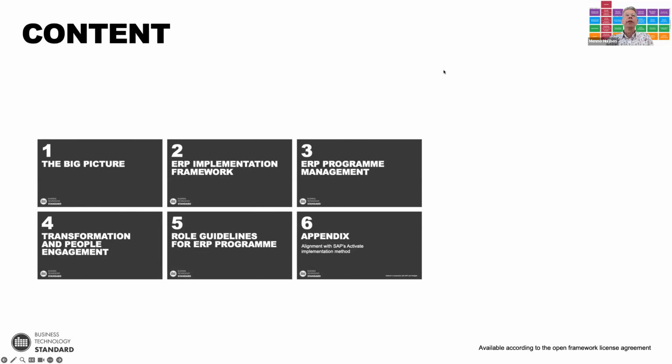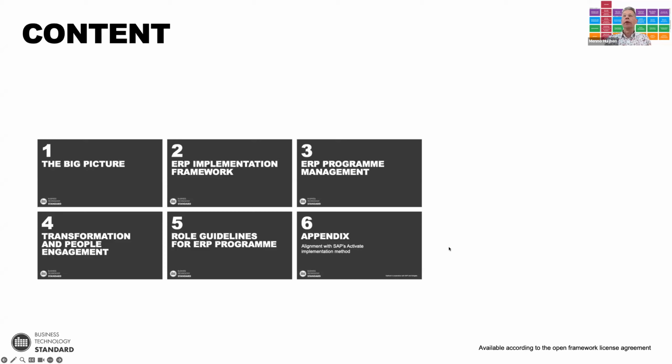We have 6 major topics. We introduce a big picture, a framework, and explain about the program management itself and how to do that. A very important topic is the whole transformation and people engagement related to an ERP business transformation. Then some more guidelines on the typical roles used in the program. And then we have an appendix where in this case, we took SAP as an example. SAP has its own implementation methodology, Activate, and we show a bit how to encapsulate it, or how to use the business technology standard to manage also something like the SAP Activate model.